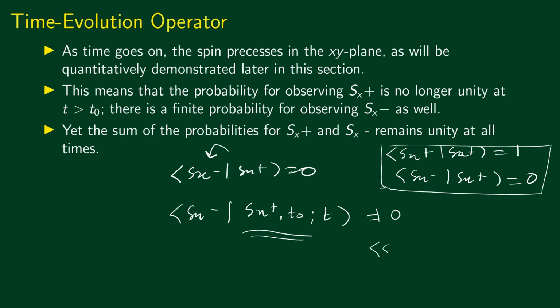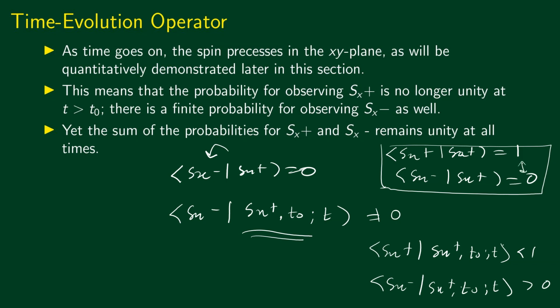At a later time, we are saying that bra Sx plus ket Sx plus, T0 at a later time, is less than 1, and bra Sx minus ket Sx plus, T0 at a later time, is now greater than 0. But it can be seen that these probabilities add up to 1. I should put a modulus square here because we are talking about probability. So this probability now becomes less than 1, and this probability now becomes greater than 0, but the sum of the probabilities remains the same.